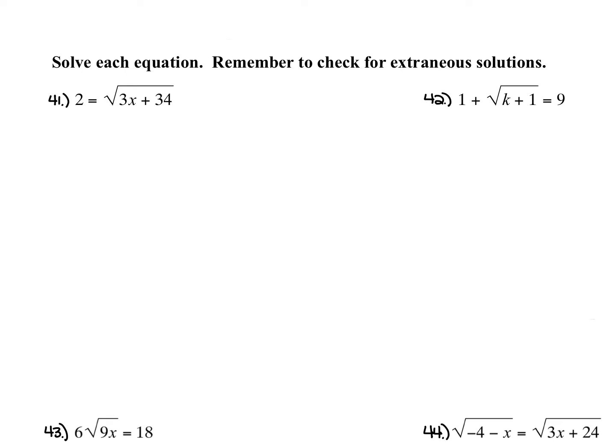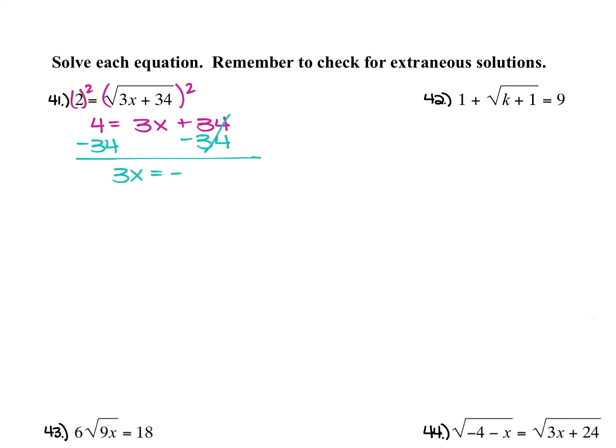For 41, you have 2 is equal to the square root of 3x plus 34. We're going to get rid of the square root by squaring both sides because our index is 2. From here, we're going to work with 4 is equal to 3x plus 34. We are going to move the 34 over first by subtracting it from both sides. This leaves us with 3x is equal to negative 30. Divide each side by 3, and x is negative 10.